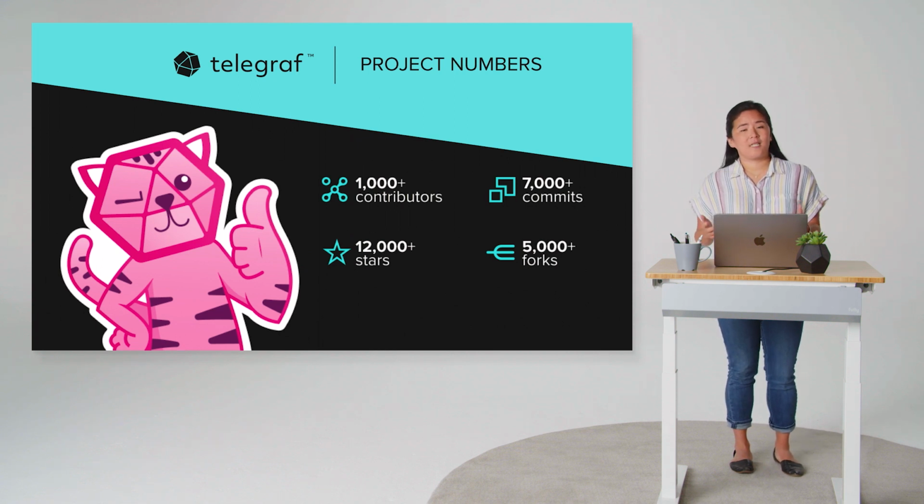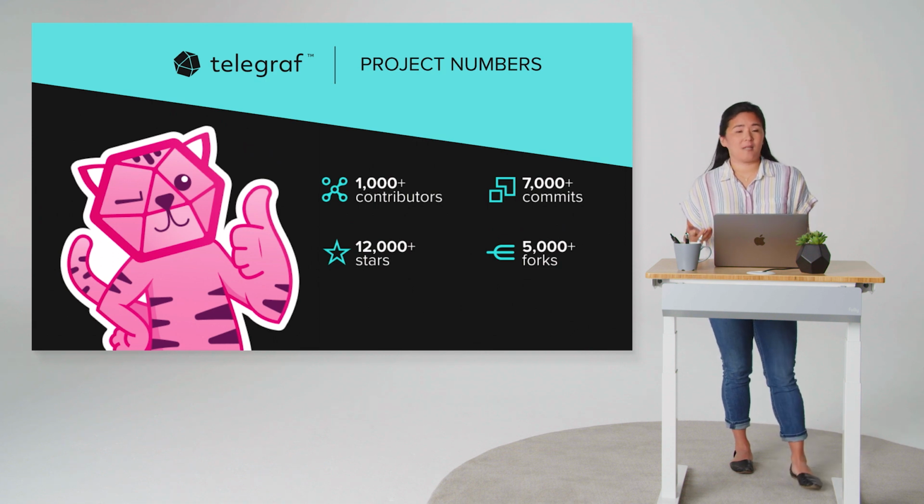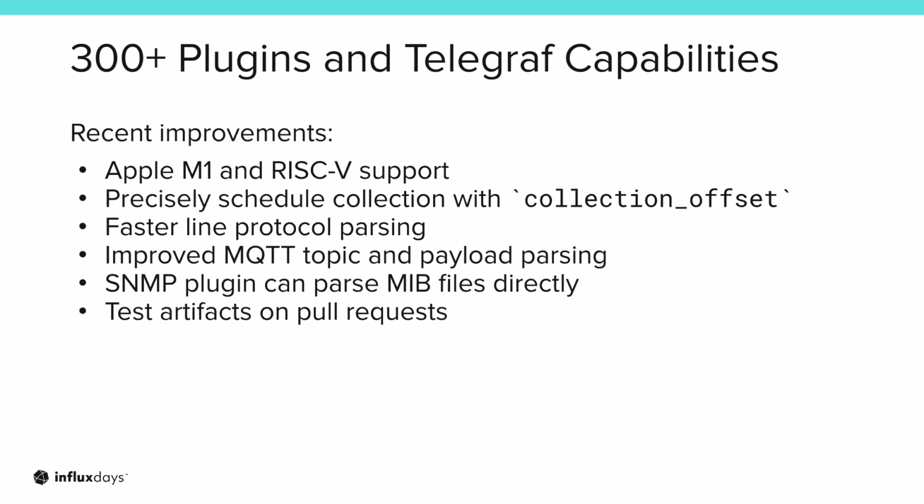Over the last year, the Telegraf team has been working a lot on improving our triage and review processes to help streamline contributions and make it easier for you to contribute to the project. We've released a bunch of exciting new features in Telegraf to improve its usability and performance. We implemented new features across the agent, including scheduling your collection and faster line protocol parsing.